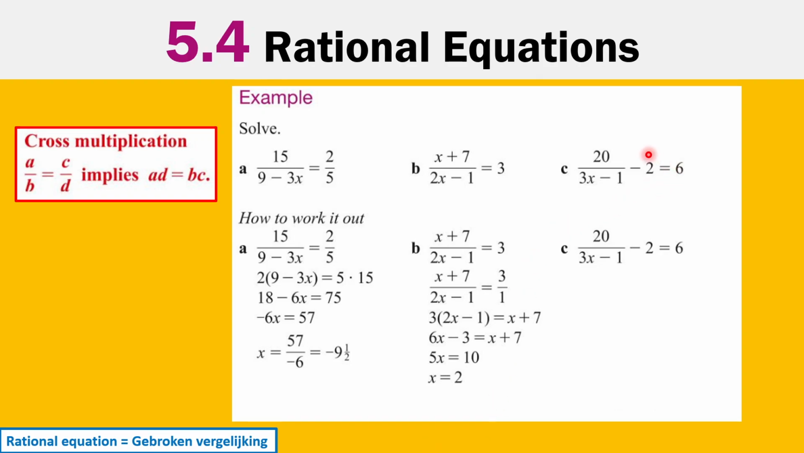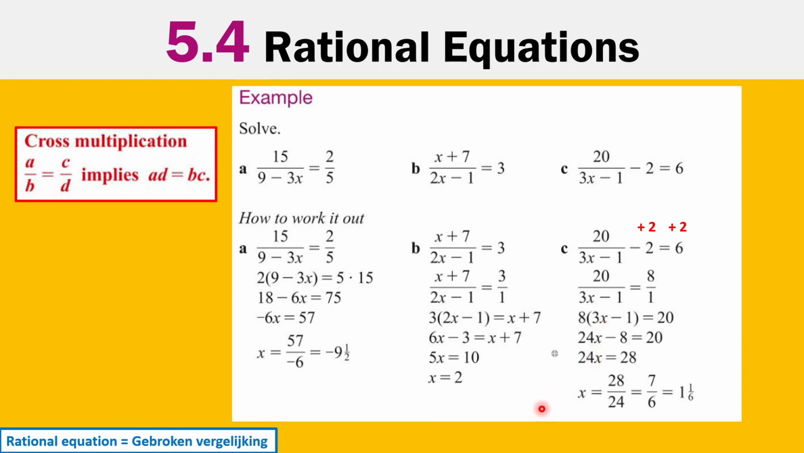And remember, if you have something like this, first get rid of this minus 2 here. How do I get rid of this minus 2? Plus 2 on both sides. Right, so you find 8, and then immediately in this step divided by 1, because remember 8 divided by 1 is still 8. And now cross multiplication, this times this equals this times this. And then this is immediately 20. This is 24x minus 8. And then you're able to solve again.